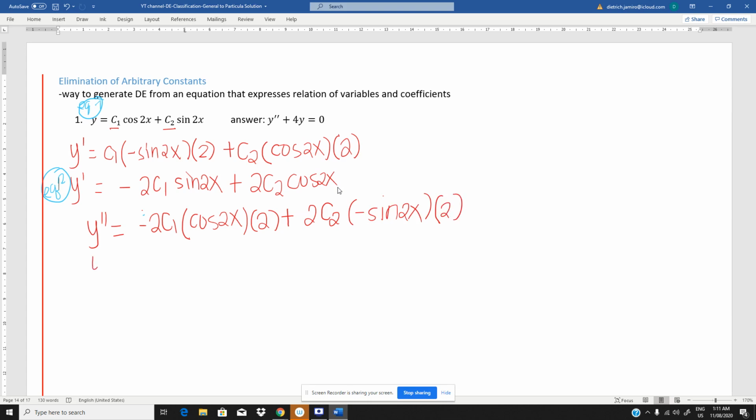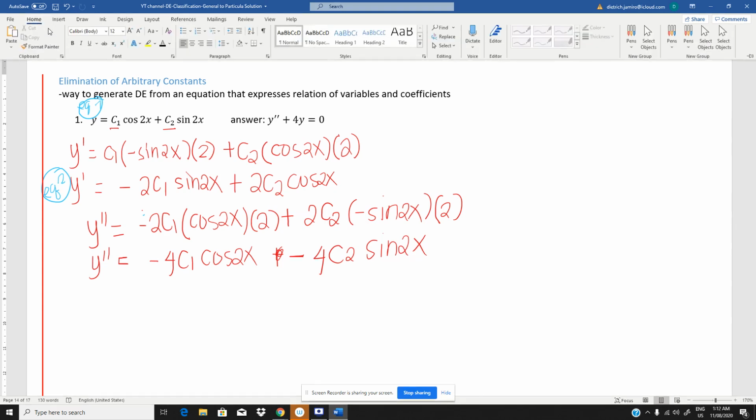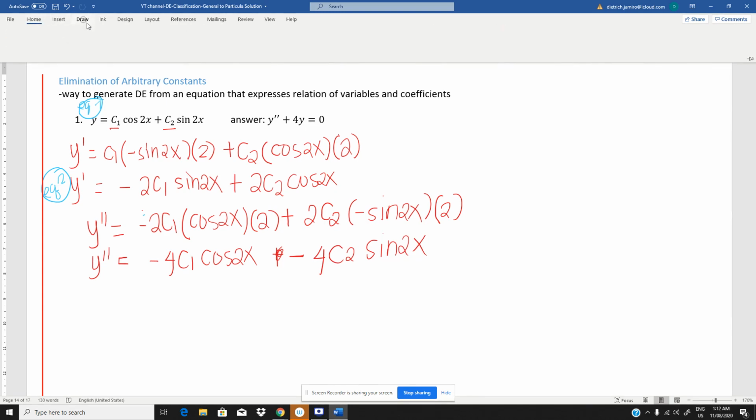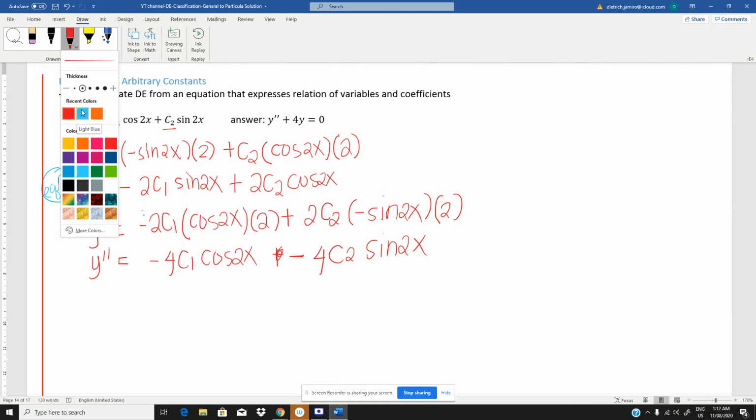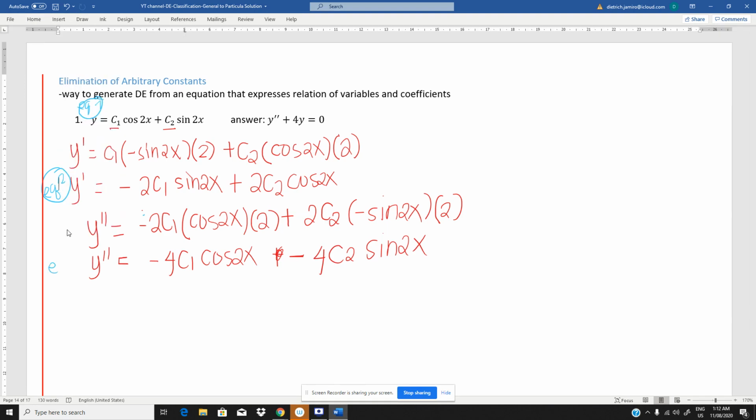Further simplifying our equation, we will have negative 4c1 cosine 2x, sorry, it should be minus 4c2 sine 2x. This is going to be our equation number 3.